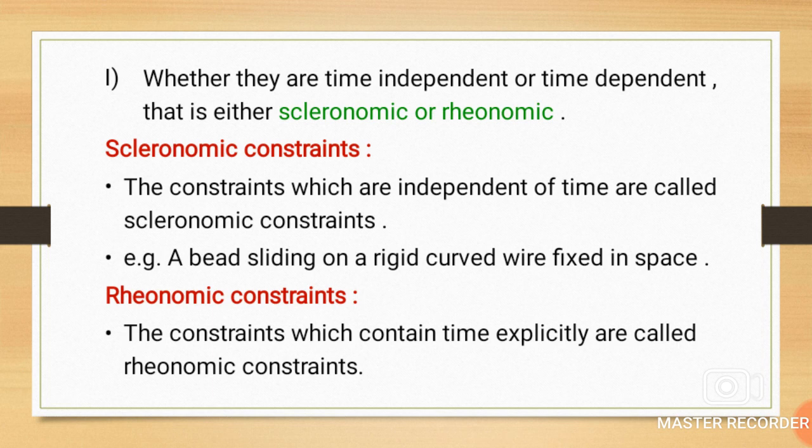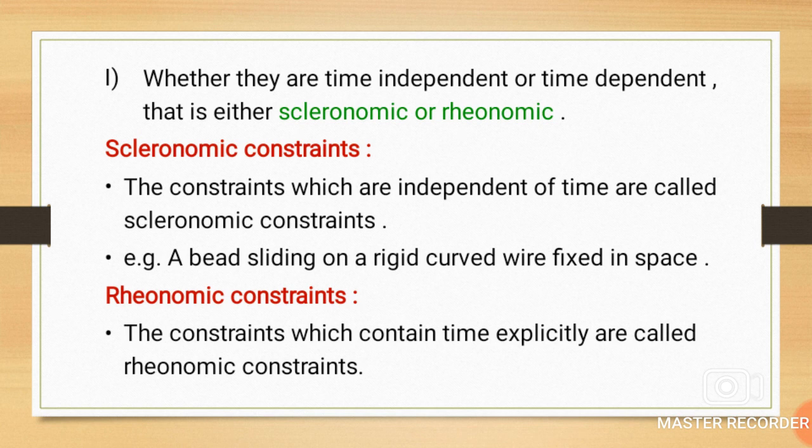For example, a bead sliding on a rigid curved wire fixed in space. Suppose we take a rigid curved wire which is fixed in space. We know that in space we require, if we consider 3 dimensions, 3 space coordinates, that is x, y, z, and on the rigid curved wire there is a bead sliding. So this is the example of a constraint which is time independent. It only depends on the space coordinates.